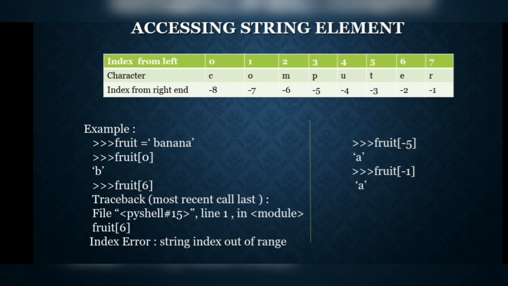Next, index from the right end. So while counting from -1, B takes -1 and A takes -2 and so on. Now here the statement is fruit[-5]. What will be the output? A will be the output.